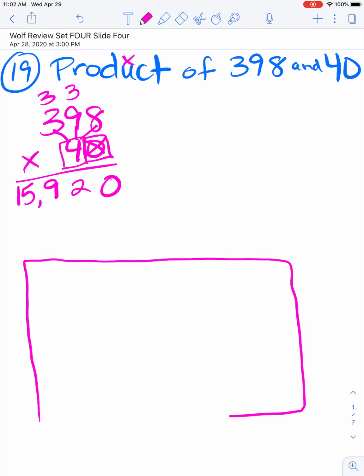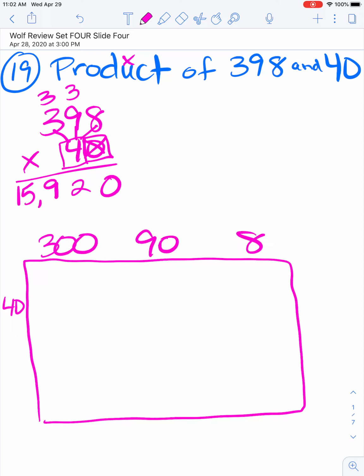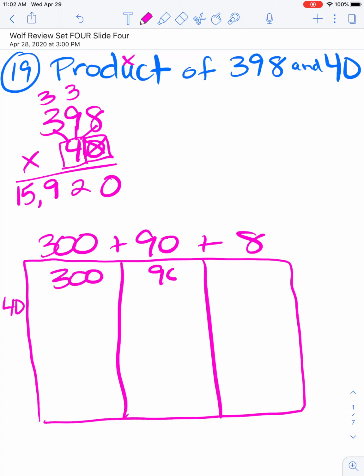A lot of you guys have trouble with the box method when we have a 0 in there. Well, we don't do 40 plus 0. We don't do that. We just do 40, okay? So all we have to do is do 40 across, then we do 398 going down, and going across 40, 40, 40. I've got lots of zeros.